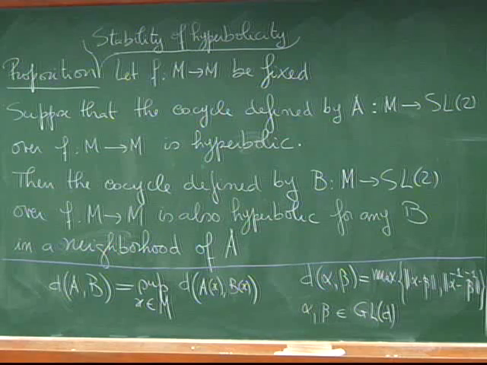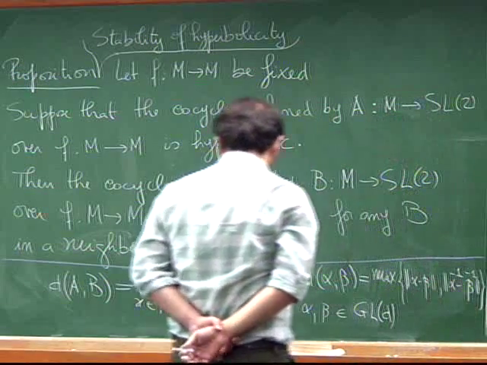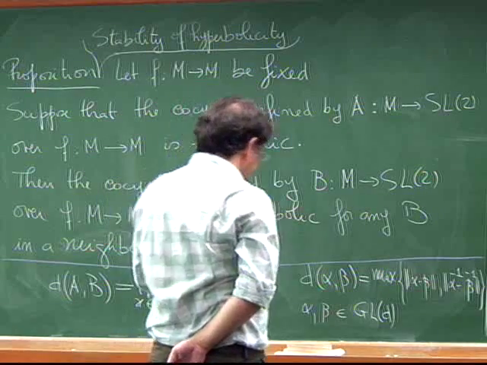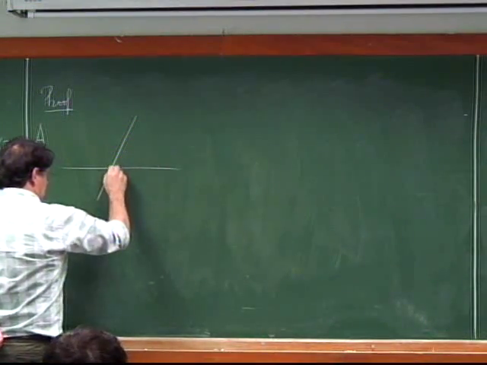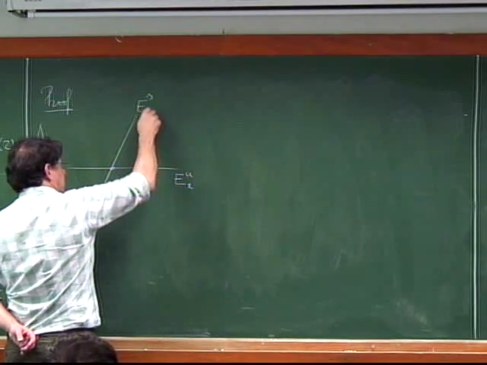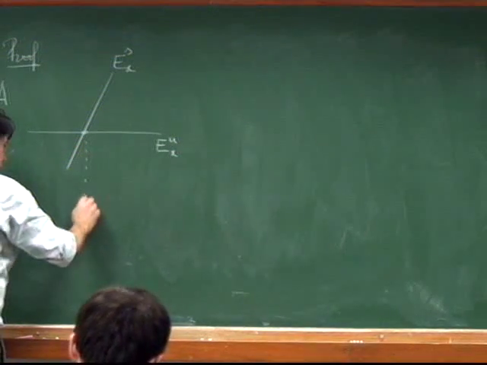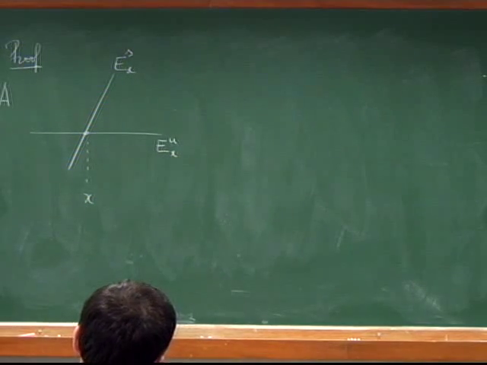So, what is the idea of the proof? First of all, we look at A, and by assumption, at each point x we have this decomposition E^u_x, E^s_x, satisfying the two conditions that I described here.